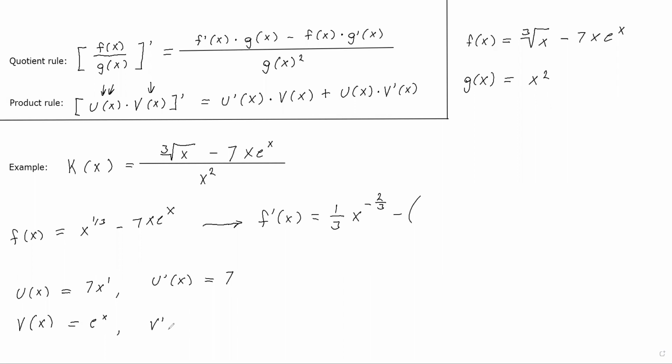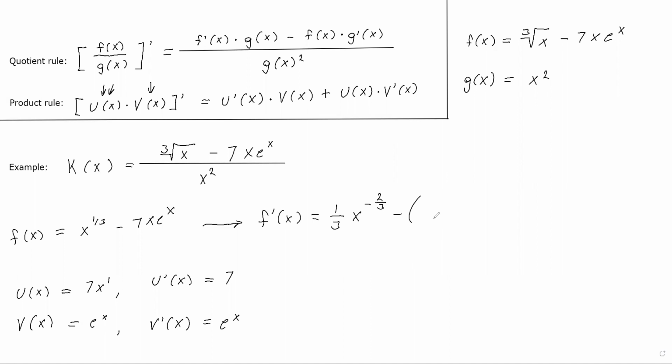And for our v prime of x, one of our rules for differentiation is that e to the x just stays the same. It's a weird thing about that little function. It's pretty interesting, but that is just how it is. And now we have all of the required parts to fulfill our product rule. So now we're just going to take this little equation and plug it in down here. So let's go ahead and do that.